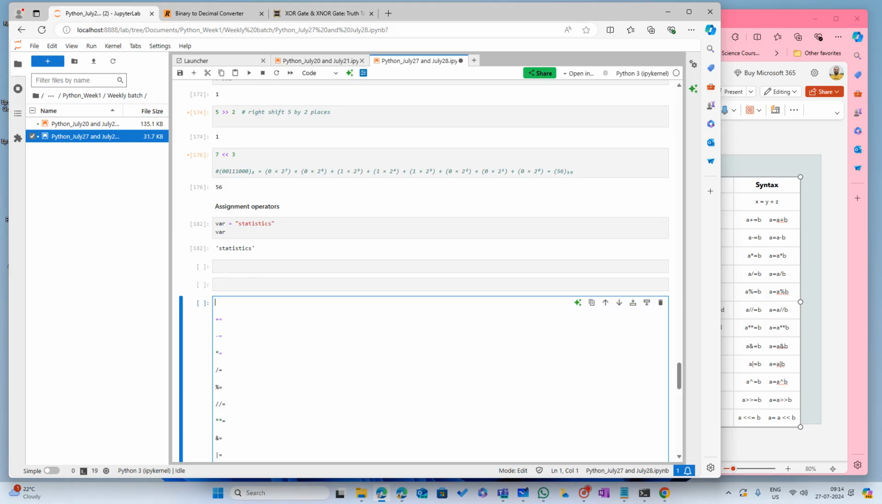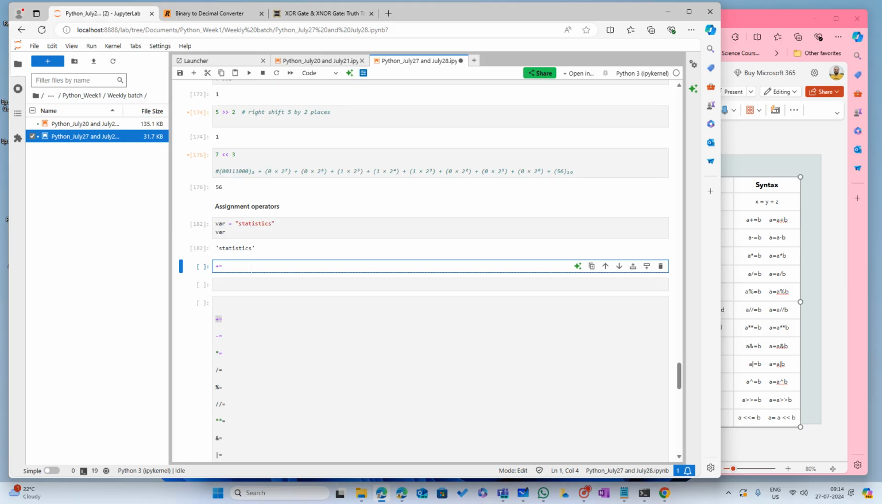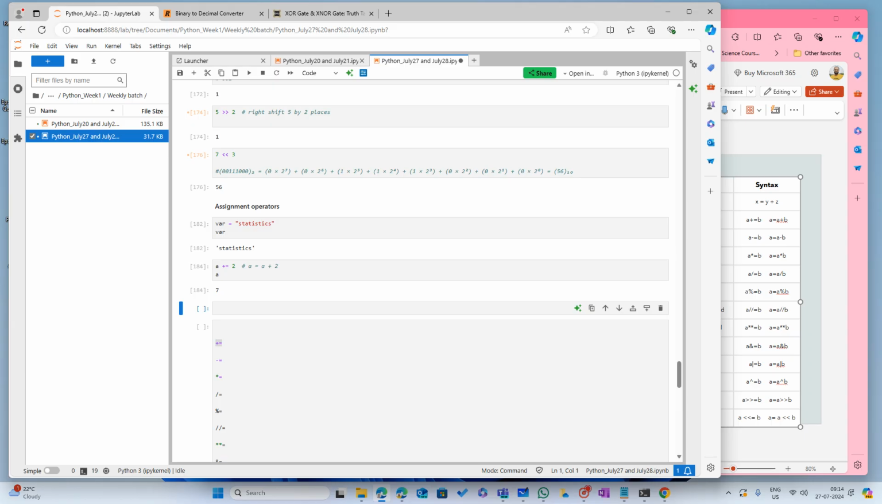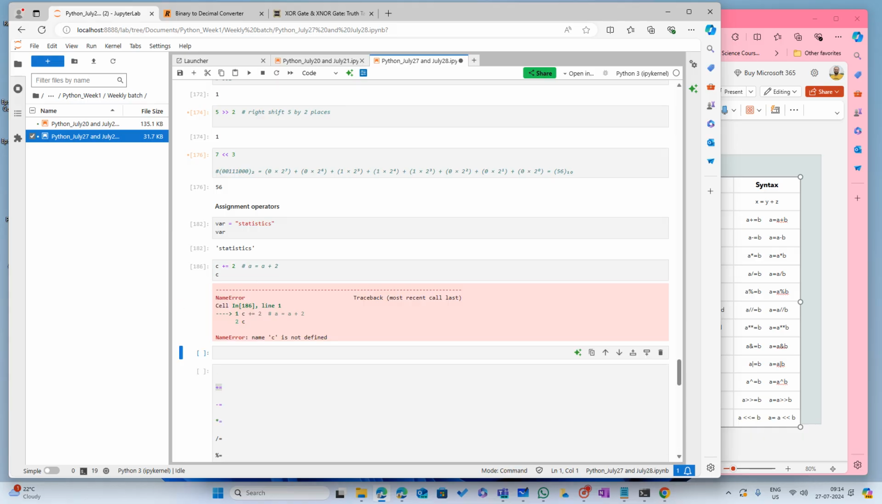Okay, now another type of assignment is you want to assign as well as increment. Let's just say if I say a += 2 and I'll print a, what this essentially means is we are saying a is equal to a plus 2. Now if you print, you will get 7, maybe because of the initial value we had assigned. Okay, let me take it as c, maybe then you will understand. C is not defined.